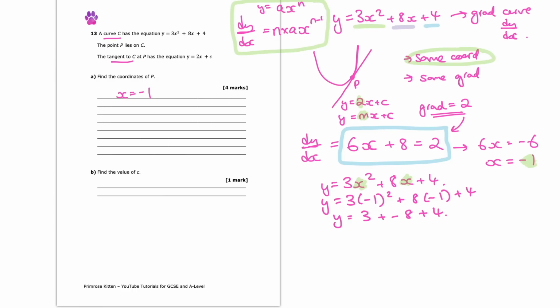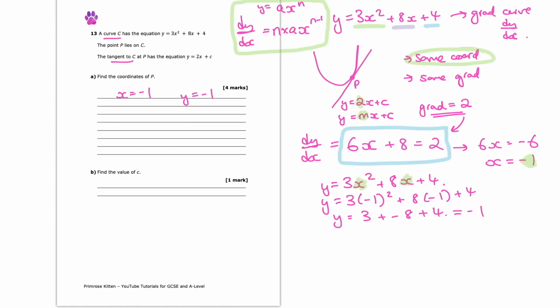So then we get there 3 minus 8 plus 4, which gives us a y coordinate of minus 1 as well. So we get y equals minus 1. Alright, so I hope there that makes sense to you. So we've got the coordinates of P now, and now we're asked to find out what the value of c is.